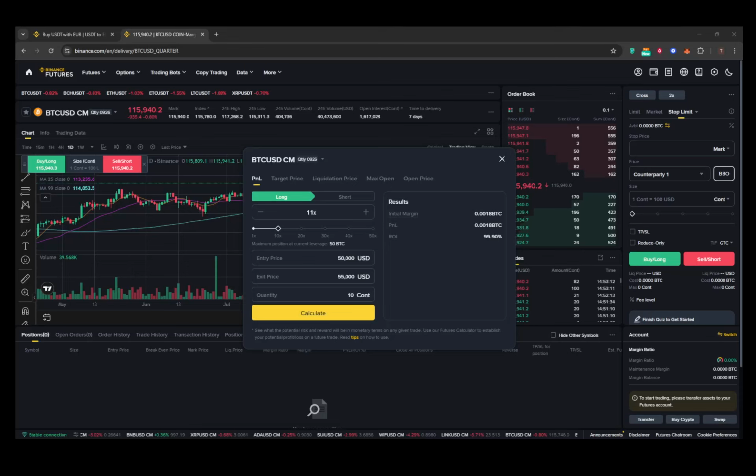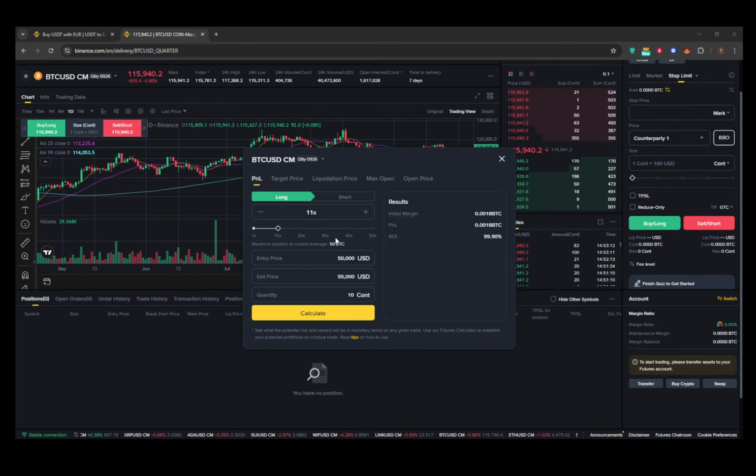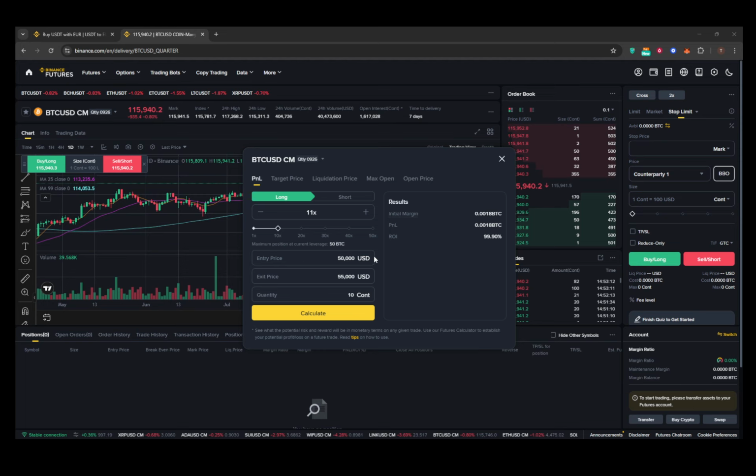In today's video, I'm going to teach you how to calculate profit and loss using the Binance Futures calculator, along with explaining the underlying formulas so you can fully grasp how Binance arrives at these numbers. Now, the Binance Futures calculator is quite a handy tool, especially when you're navigating the often complicated world of futures trading.